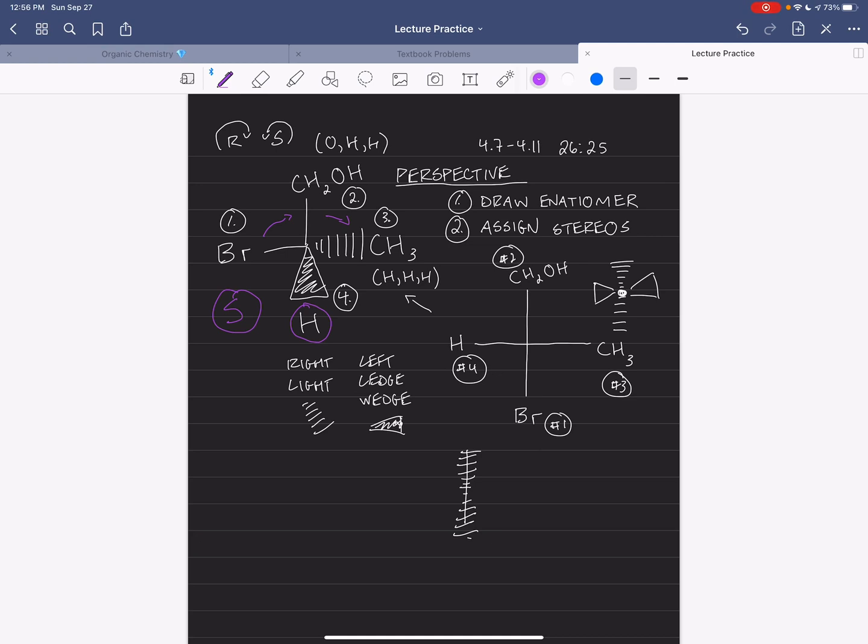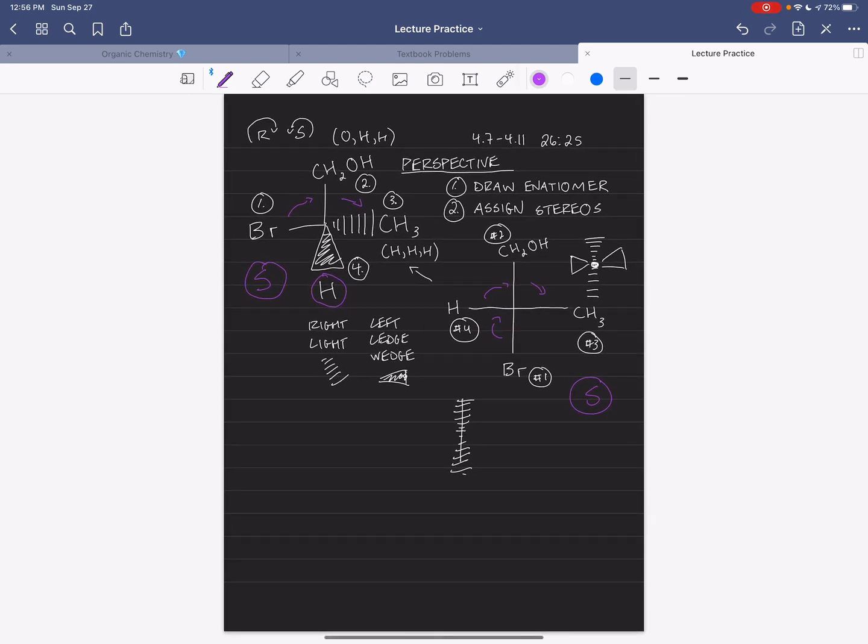I guess that's not the case for a Fisher projection. It doesn't matter if you do a swap or what. I think that was maybe just a conceptual thing. We knew something was wrong because as we're going from 1 to 3, which would be R configuration, but hydrogen is not where we need it to be, so this would also be an S.